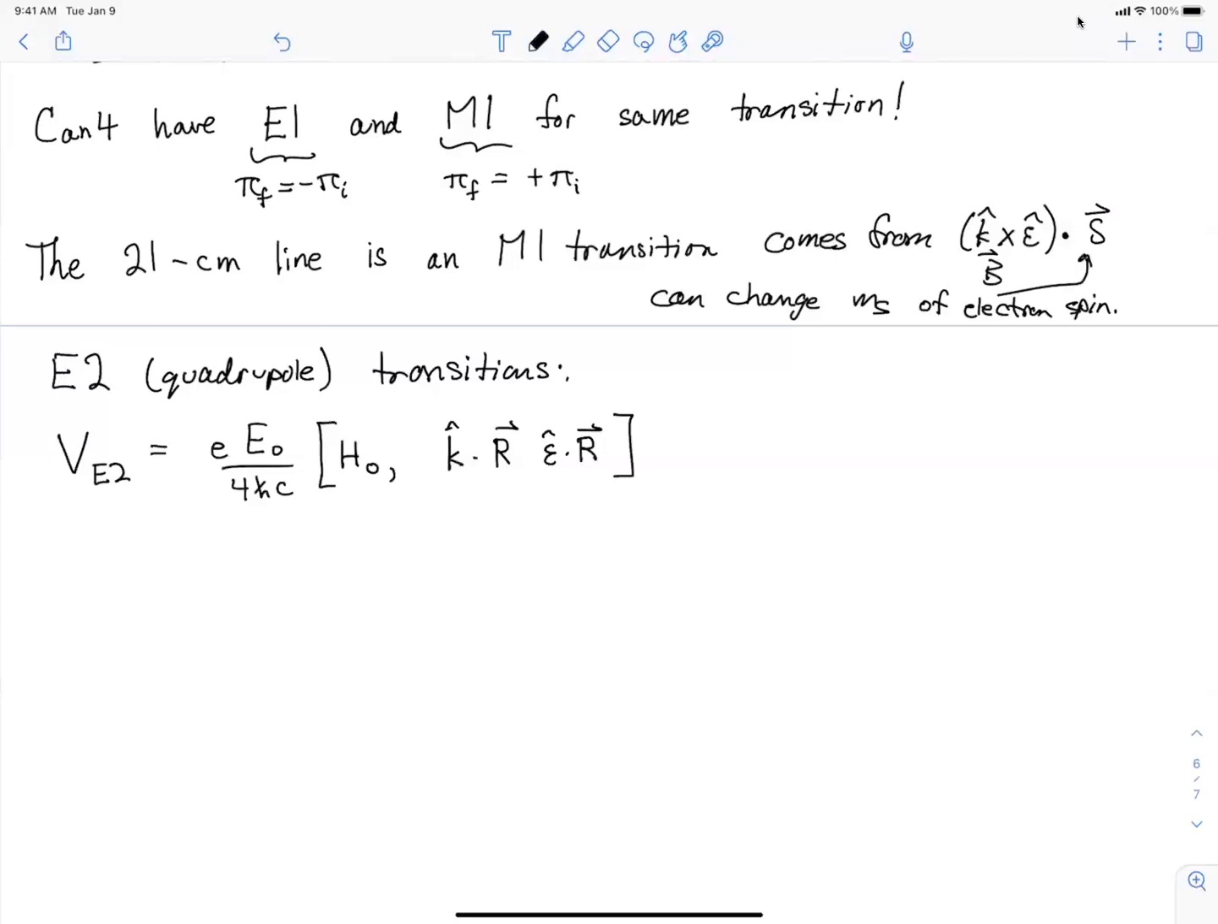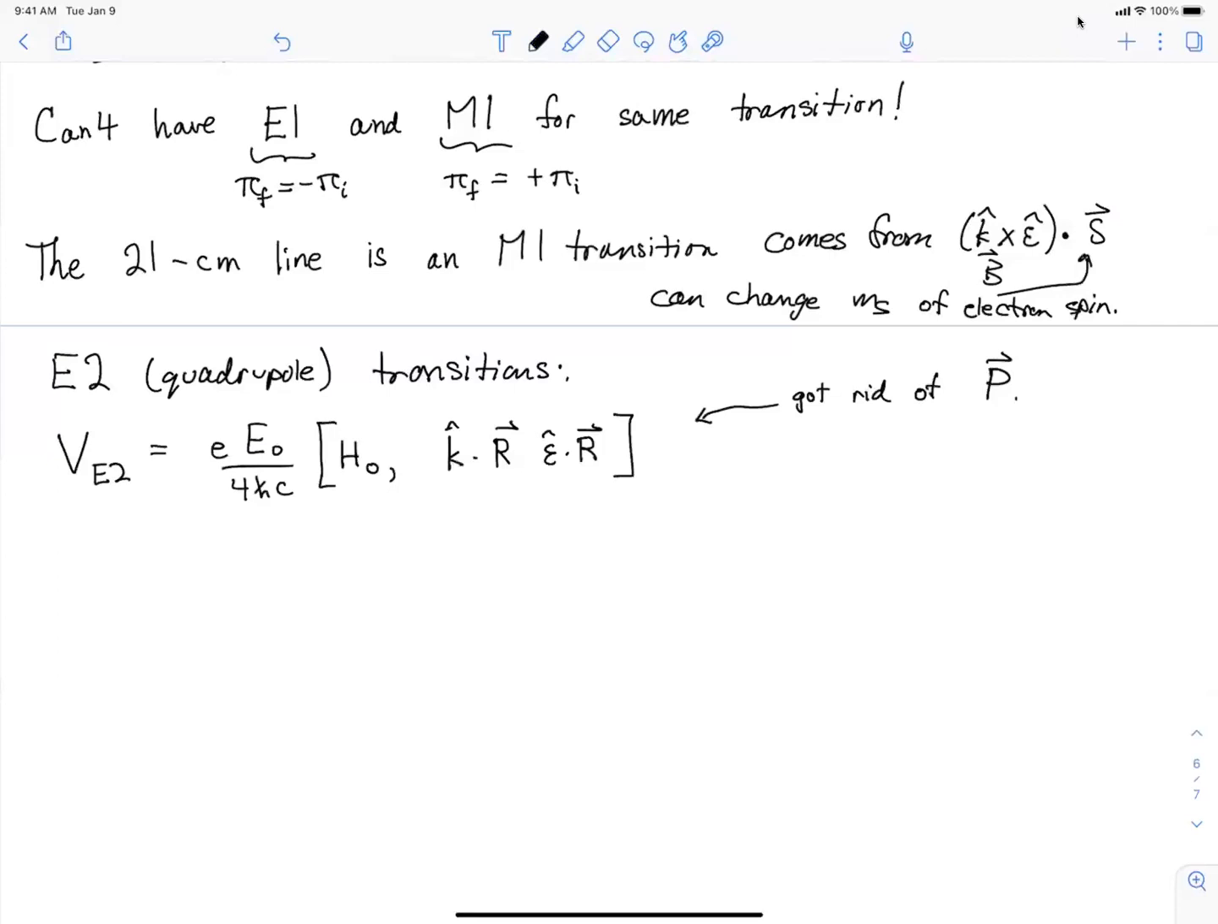What I do want to emphasize is, why is this a good idea to write it this way? For two reasons. One is we got rid of the momentum part of it. The momentum operator was there when we originally wrote down the V_E2, but by writing it as a commutator, we got rid of it. Therefore, when we evaluate a matrix element for a real atomic system, we don't have to worry about taking derivatives of the wave functions, which can be relatively painful.